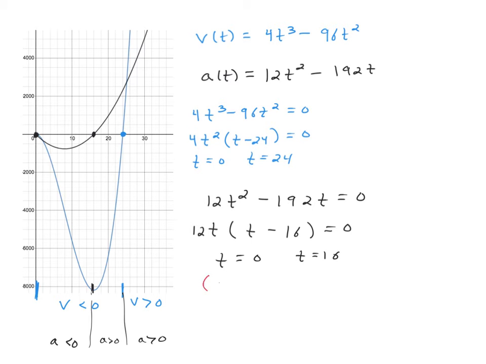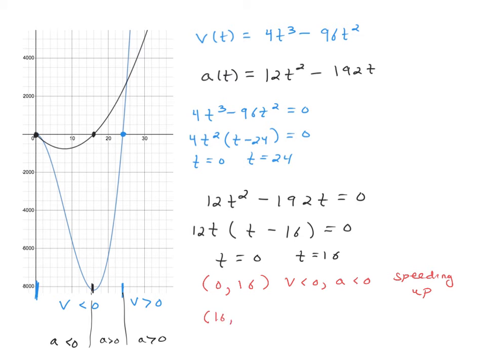From 0 up to 16, but not including it, we have that both the velocity is negative and the acceleration is negative. This means speeding up. And of course, that negative is just indicating that we're moving to the left instead of the right.